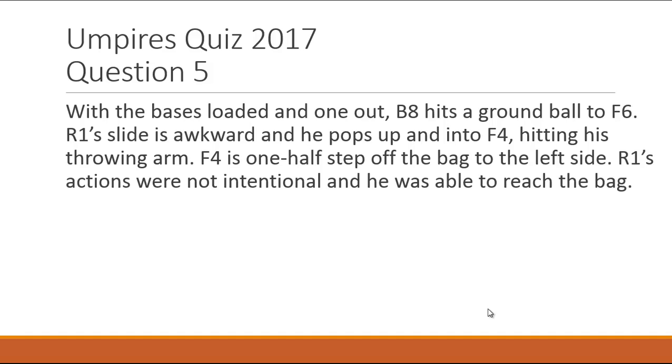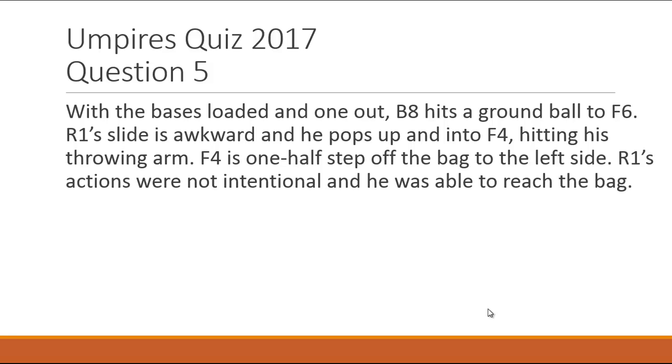Moving right along. Question number 5. With the bases loaded and 1 out, the batter hits a ground ball to shortstop. So with the bases loaded and 1 out, ground ball to shortstop. The runner who was on first comes in to second and slides awkwardly and pops up and into F4, the second baseman covering the bag, hitting his throwing arm. Second baseman is one half step off the bag to the left side. R1's actions were not intentional, and he was able to reach the bag.